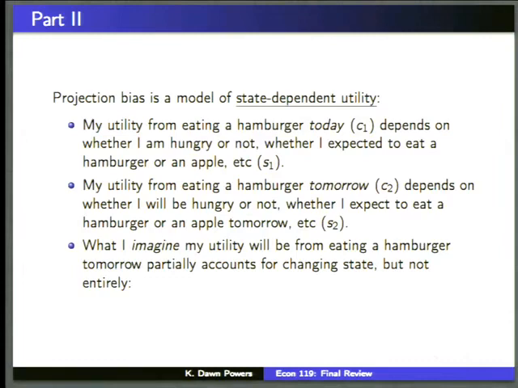Okay. So hopefully you guys remember from midterm 2, my utility from eating a hamburger today is going to depend on what state I am in today, whether I expected to eat today or whether I plan to fast today. So C1 depends on S1. And my utility from eating a hamburger tomorrow, so C2, is going to depend on my actual state in the future, whether I'm hungry or not, but also my expectations, whether or not I expect to eat tomorrow. And what I imagine my utility will be from eating a hamburger tomorrow partially accounts for the changing state, but not entirely, and that's where projection bias comes in.